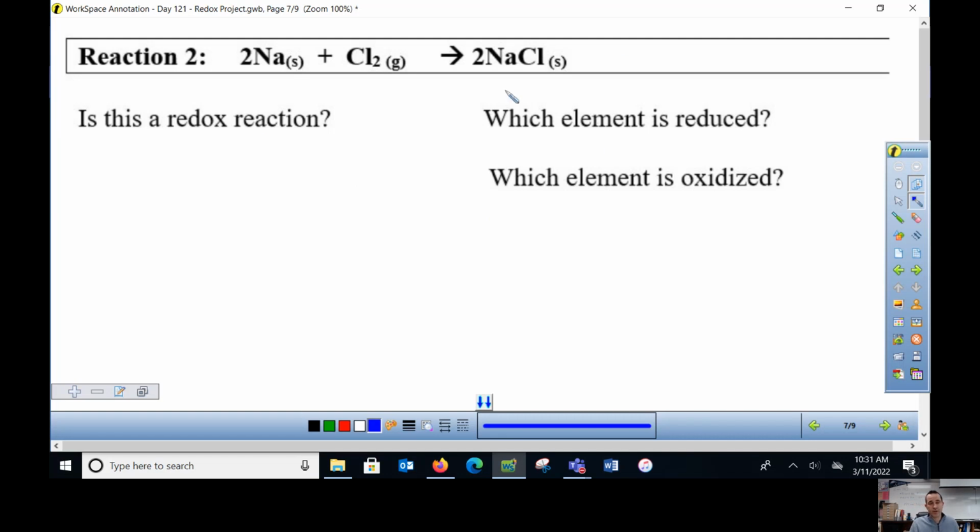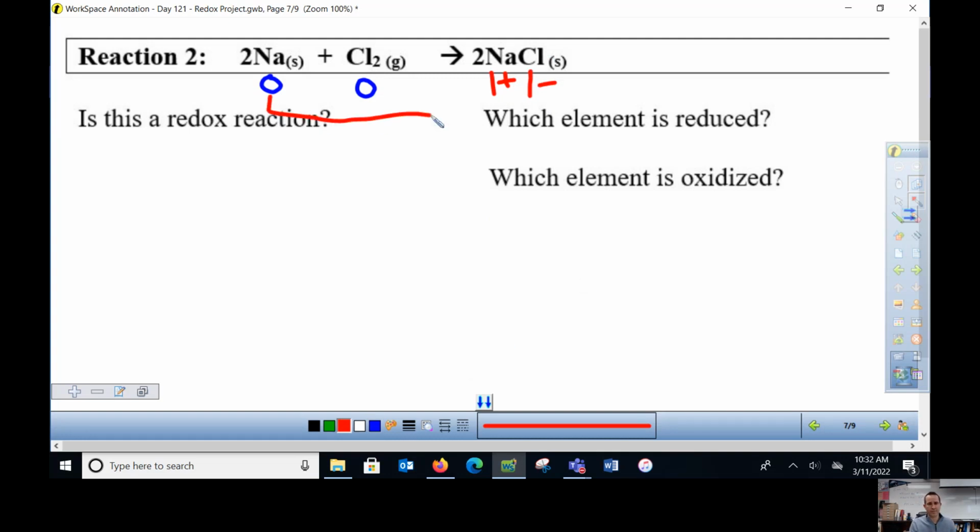So here we got sodium and chlorine combining to make table salt. So start out by labeling the charges. We got element by itself, sodium by itself, so it's neutral. We got chlorine by itself, so it's neutral. Same number of protons and electrons, but they link up to form an ionic compound. So in ionic compounds, sodium would have a +1 charge, chlorine would have a -1 charge.